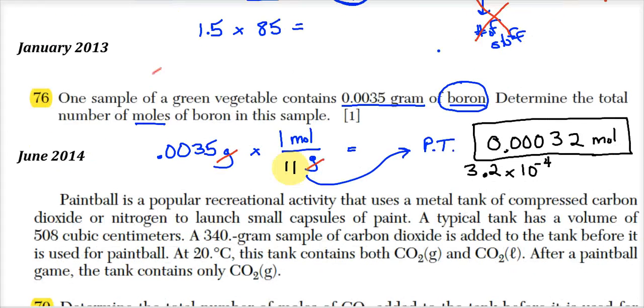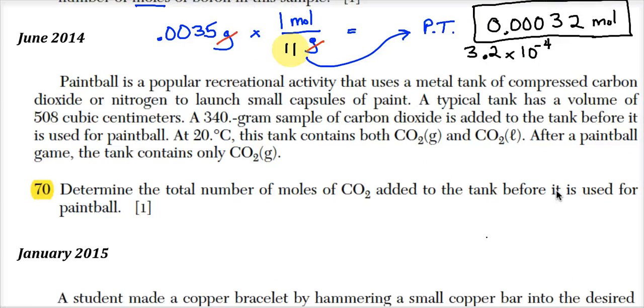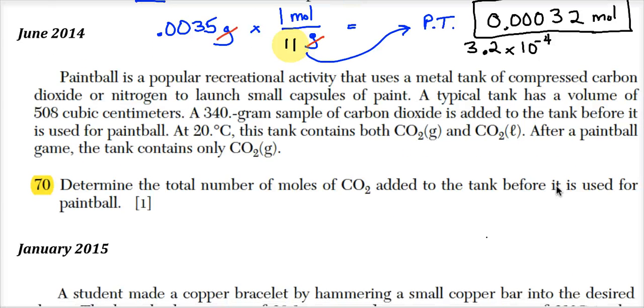Let's go to June 2014. Another blurb, but they want you to determine the what? The total number of moles of CO2 added to the tank. Now, for part 2, I always tell my students, go to the questions first before you read the blurb, because the blurb has a lot of information that might turn you off or intimidate students. Maybe you're not one of those, but if you read this and say, oh my gosh, 508 cubic centimeters, you're like, oh, okay, what's going on here?